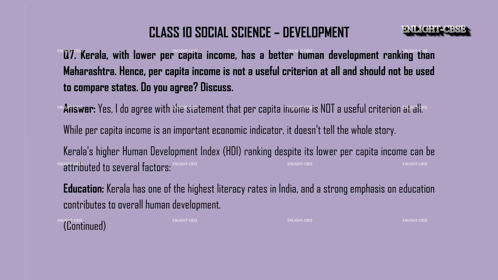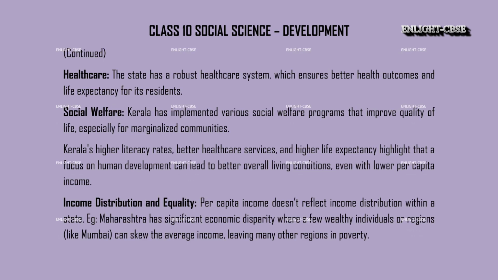Kerala's higher Human Development Index, HDI, ranking despite its lower per capita income can be attributed to several factors. 1 Education. Kerala has one of the highest literacy rates in India, and a strong emphasis on education contributes to overall human development. 2 Healthcare. The state has a robust healthcare system, which ensures better health outcomes and life expectancy for its residents. 3 Social welfare. Kerala has implemented various social welfare programs that improve quality of life, especially for marginalized communities.